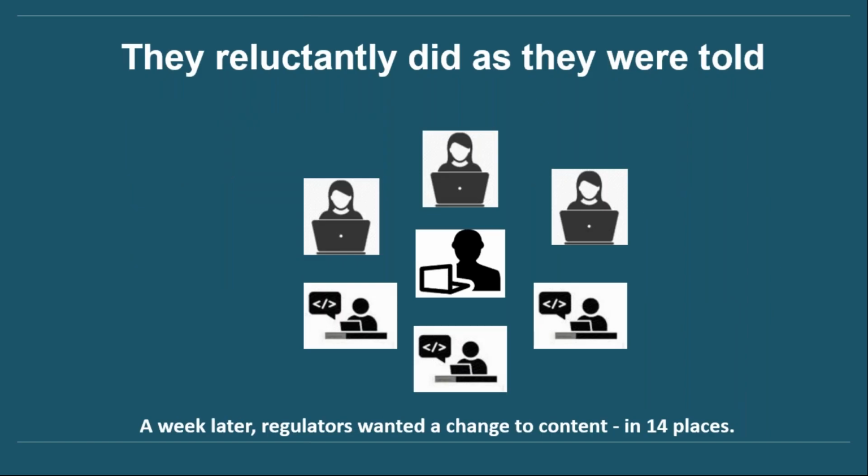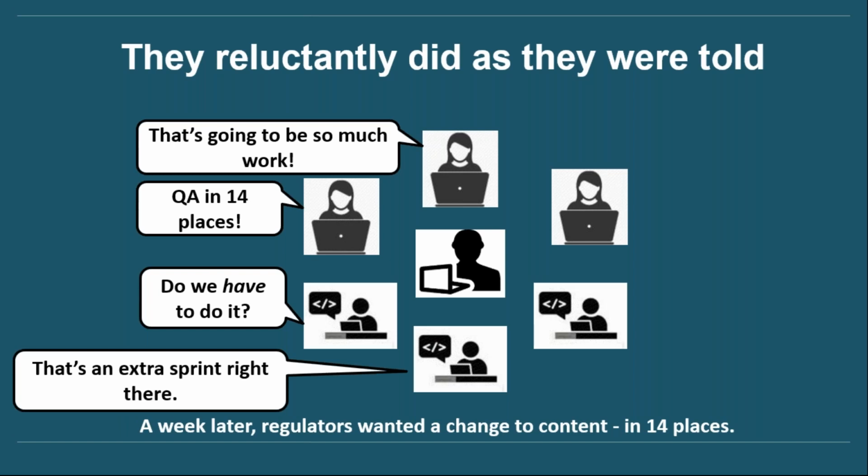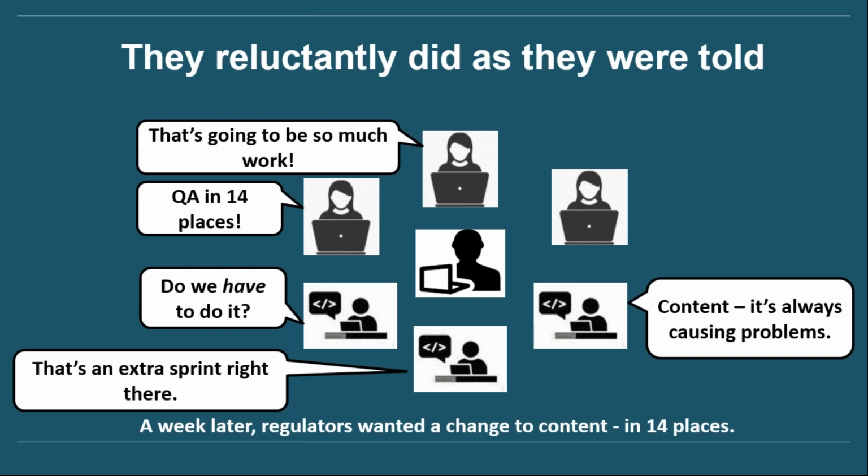As it happened, a week later, the regulators wanted to change the content in 14 different places. And you heard, oh, this is going to be so much work, and we have to QA in 14 places. And somebody said, well, do we actually have to do it? And they said, yes, you have to do it. Somebody goes, oh, that's an extra sprint right there. And content, it's always a content problem.